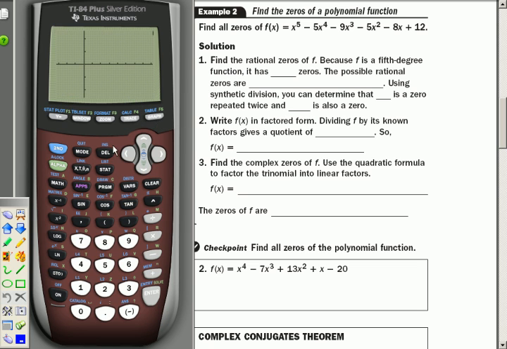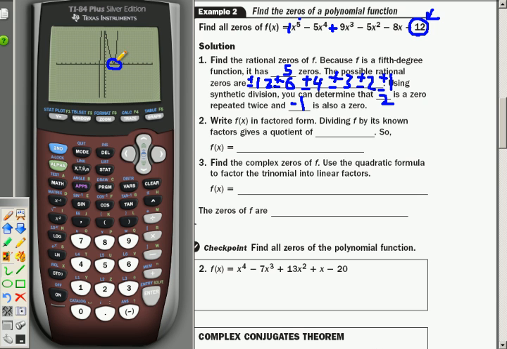And if you graph it, let's all get on the same window here. Let's do a zoom standard, so we can all see the same thing. As I graphed that, you see that repeated zero right there that I talked about? This right here is a repeated zero at 2, and that's the 2 that's repeated twice. And you see this right here is a negative 1. Remember, you can go in and calculate zeros and it'll find those for you. But I know that some of the factors of this are going to be 2, 2, and negative 1.